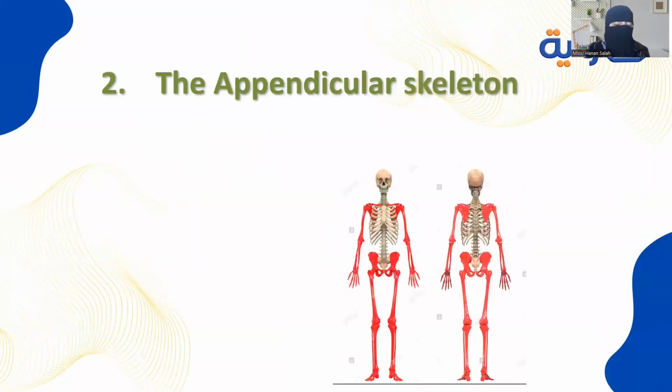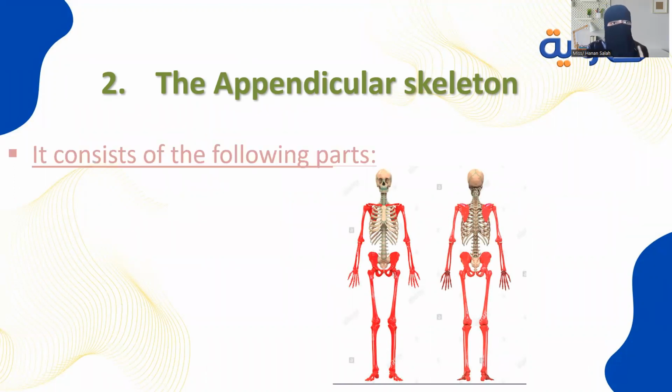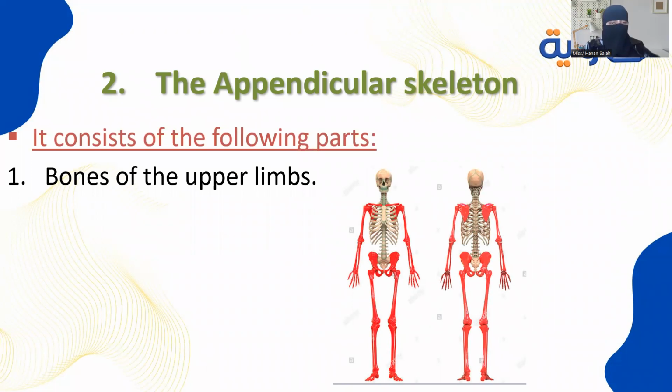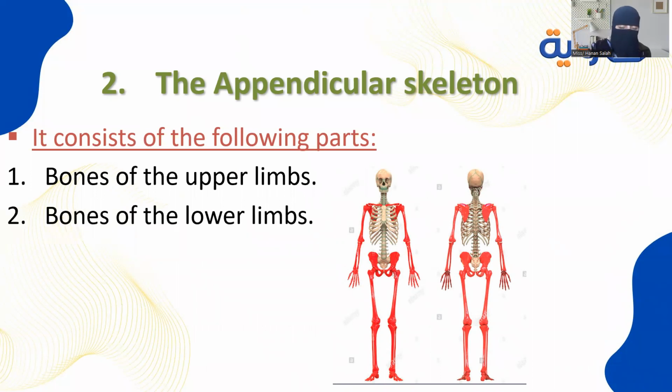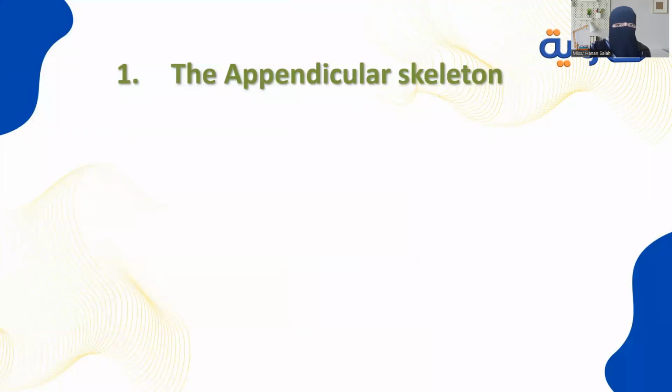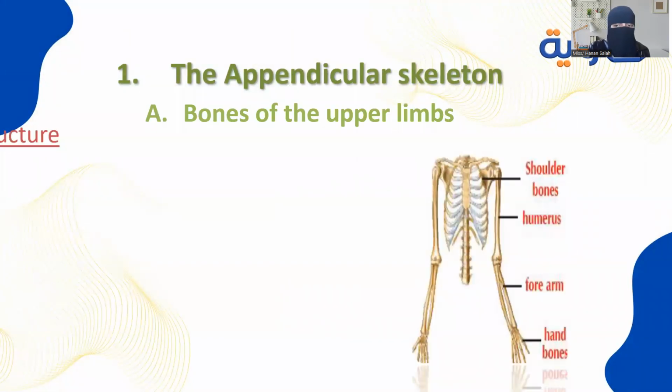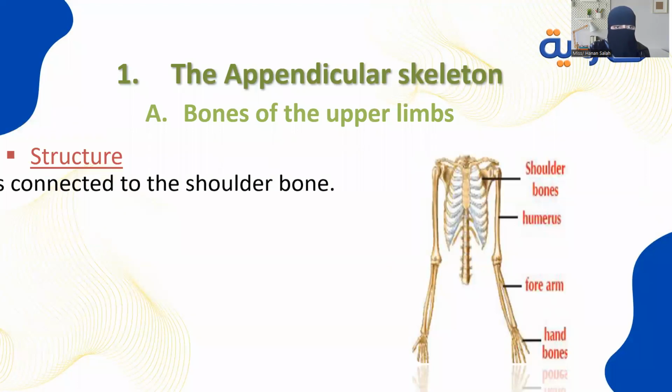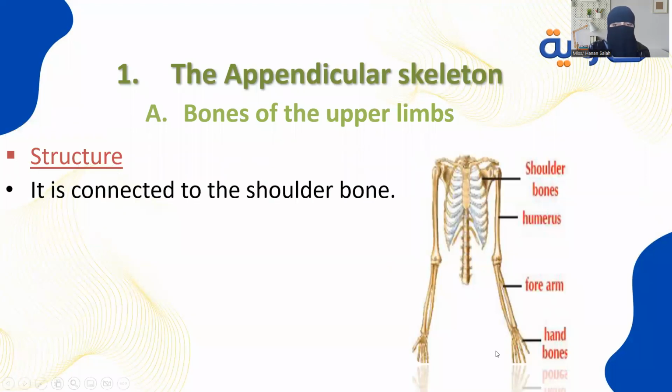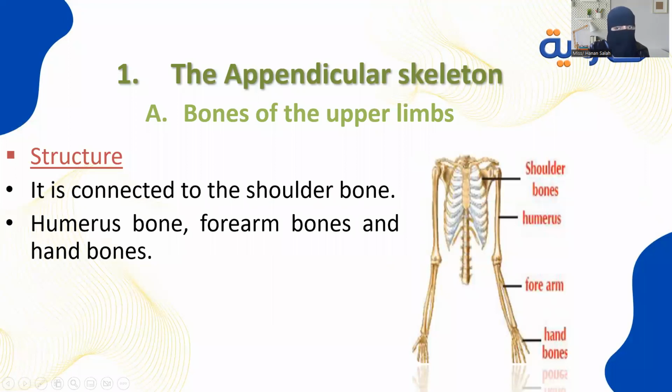Now let's go to the second part of the skeletal system, the appendicular skeleton. What is the meaning of appendicular skeleton? I mean the upper limbs and lower limbs. Upper limbs, that's my arms, and lower limbs, my legs. So let's see the structure of the upper limbs and lower limbs. Here are the upper limbs. The upper limbs consist of three main parts: humerus bone, forearm bone, and hand bones.